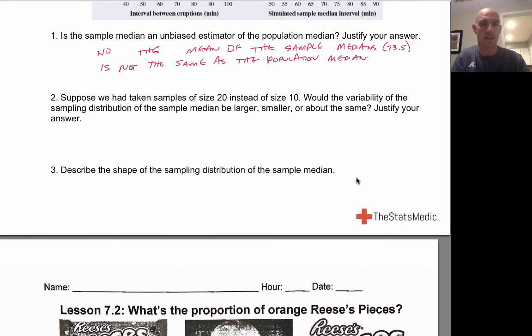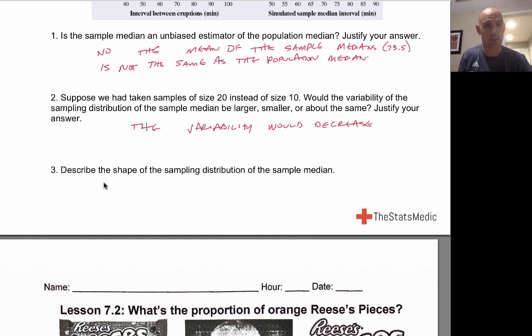So suppose we'd taken samples of size 20 instead of size 10. Would the variability of the sampling distribution of the sample median be larger, smaller, or about the same? So what we can say is the sample size goes up, so the variability decreases. I mean, think about it. It's like that example I gave you at the top of the ACT scores. If you take smaller sample sizes, the variability is going to be greater within it, right? If you have 20 instead of 10, you've got scores that are kind of evening each other out and bringing everything to the middle. So describe the shape.